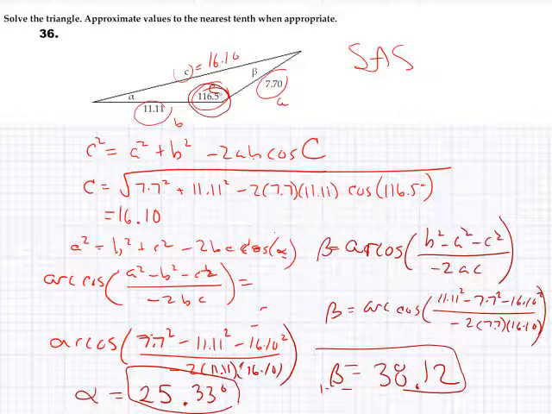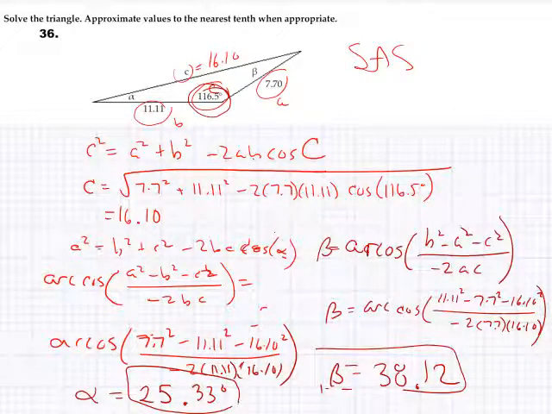So 116.5 plus 25.33 plus 38.12 gets me to 179.95, which is really close to 180. I didn't get exactly 180 again because I rounded these, but that should give you an idea of whether or not your alpha and your betas are correct.